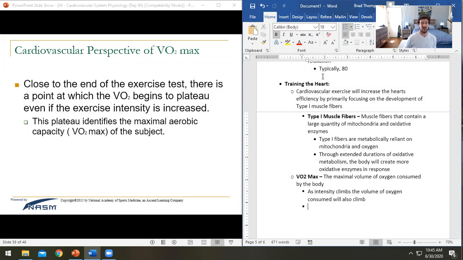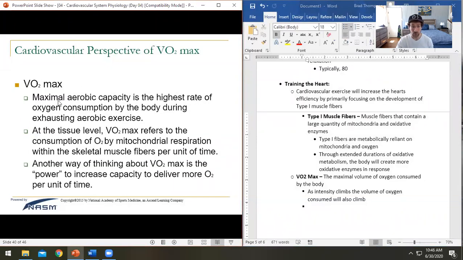All right. So close to the endpoint of an exercise test, there's going to be a point at which your VO2 max will plateau, even if you are increasing the activity, and that is your aerobic capacity. That's your VO2 max, right? So the maximal amount of oxygen consumed. Maximal aerobic capacity is the high, actually, hold on, I want to do that respiratory.